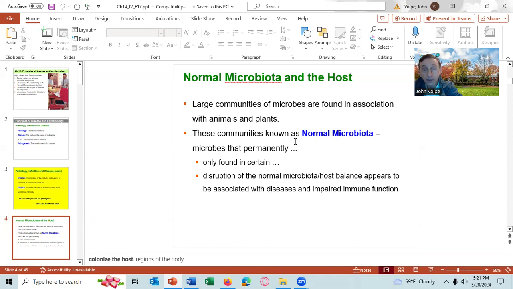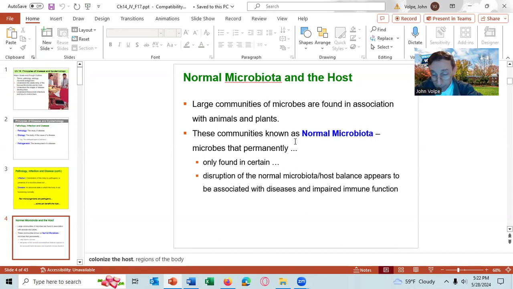The normal microbiota is only found in certain locations, and disruption of the normal microbiota host balance appears to be associated with disease and impaired immune function. An example of disruption of the normal microbiota host balance is when you take antibiotics. Obviously, you're taking them to stop disease, but when you take the antibiotics, you disrupt the normal microbiota, especially of your gut, but essentially everywhere in your body.